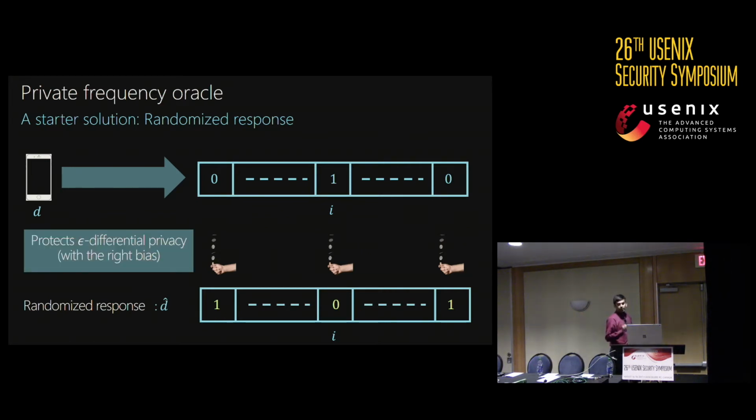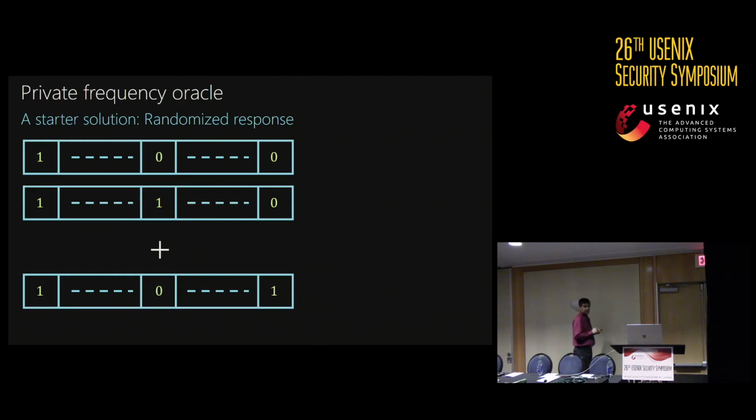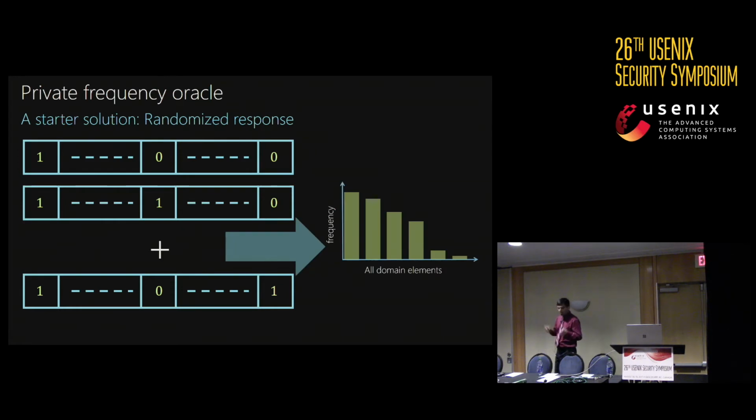And what one can show is that if the bias of these flips is properly calibrated, then this would satisfy epsilon differential privacy. It's not important for the talk what that bias exactly should be, but it can be calibrated to satisfy epsilon differential privacy. Now the algorithm is actually very simple. Each of the devices sends this vector of flipped bits. The server just adds up these bits.